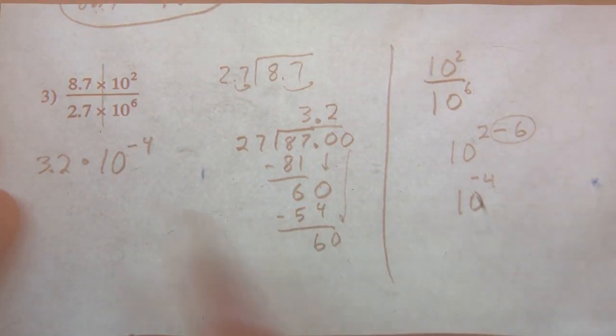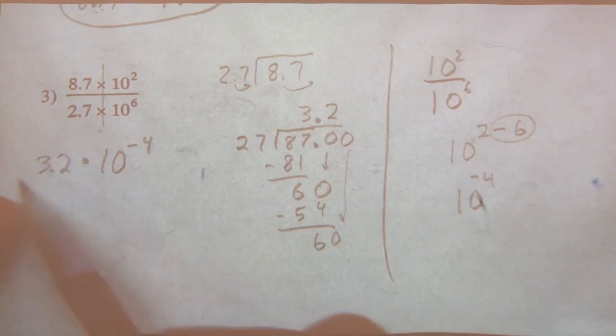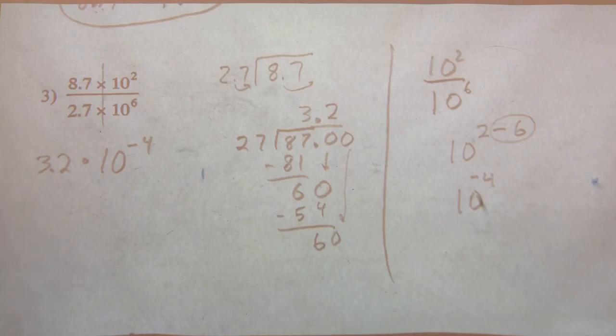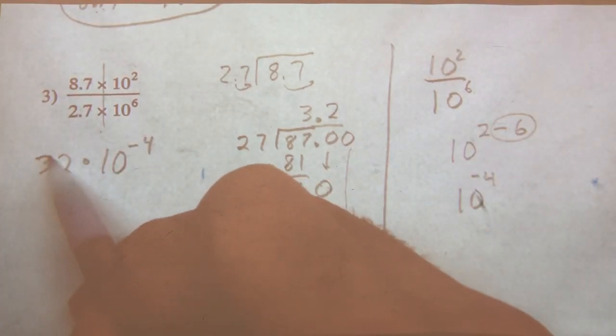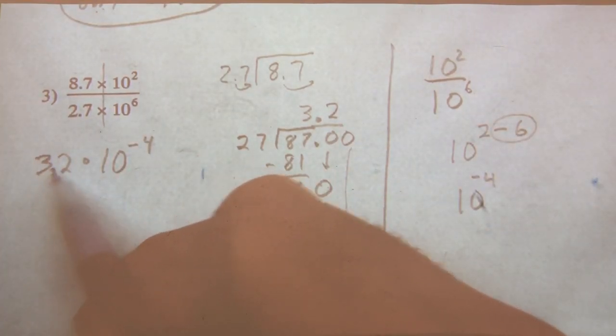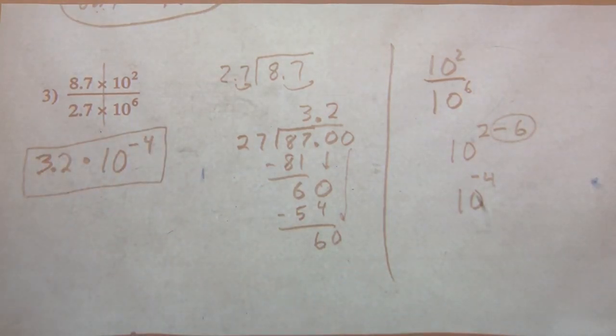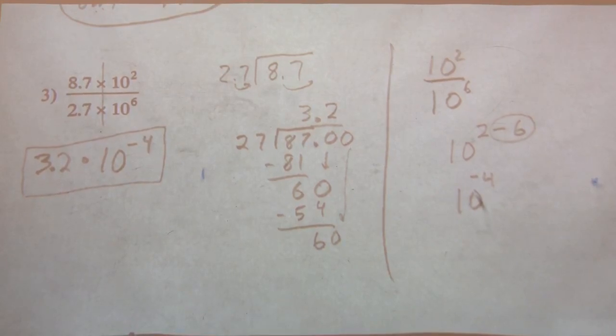Now, again, we want to check that through our calculation we didn't end up with a number larger than 10 or smaller than 1. And we didn't. 3.2 is fine. So this is our answer in scientific notation. We're good. So that's dividing powers in scientific notation. Let's check out one more example.